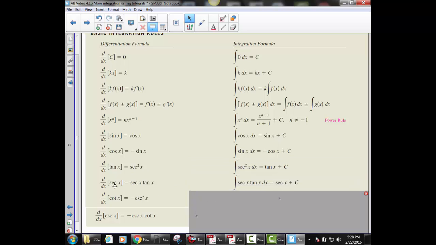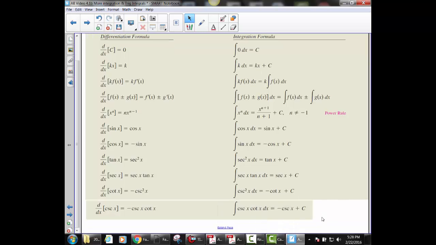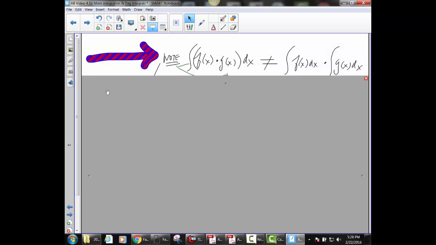All right, since the derivative of tan is secant squared, the integral of secant squared is tan, etc. Since the derivative of secant x is secant x tan x, the integral of secant x tan x is secant x. Since the derivative of cotan x is negative cosecant squared, well then the integral of cosecant squared is negative cotan x. And finally, the derivative of cosecant x is negative cosecant cotan, so the integral of cosecant cotan is negative cosecant x plus c. Okay, so if you know them forwards, it's kind of like if you know that 3 times 5 equals 15, then you know 15 divided by 5 is 3.